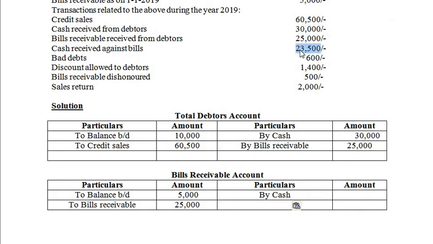23,500. So write down the amount as 23,500. Clear? Next, bad debts. Now bad debts, when will bad debts happen? Bad debts is when you have already sold the goods but you are unable to recover the amount.